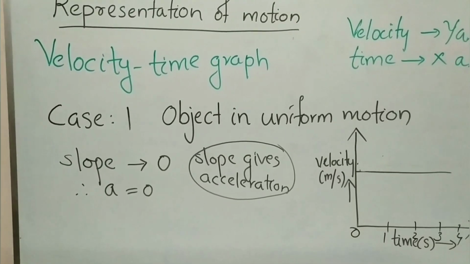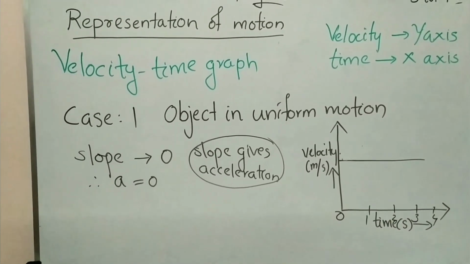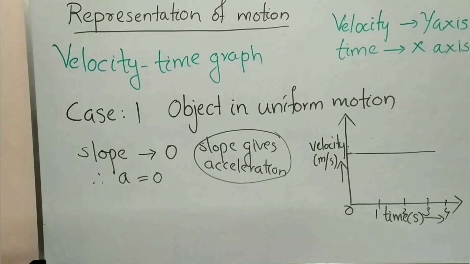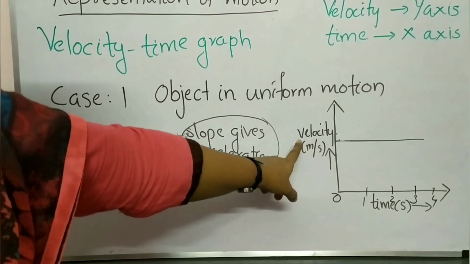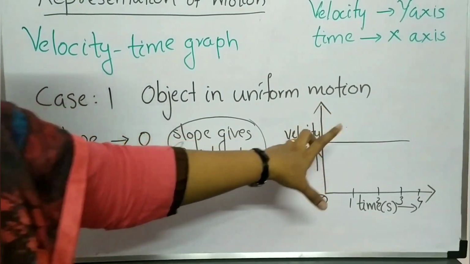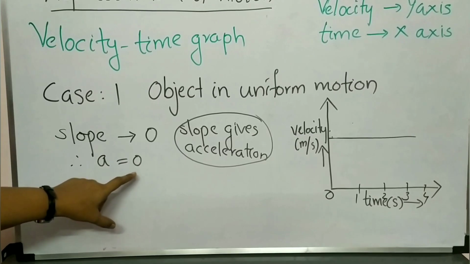Children, you know acceleration is change in velocity divided by time. Last class we discussed the slope of the graph. Here you can see no slope, but if you take the slope from this graph, you can say there is no slope. Here slope is equal to 0. That's why I told you acceleration is 0.